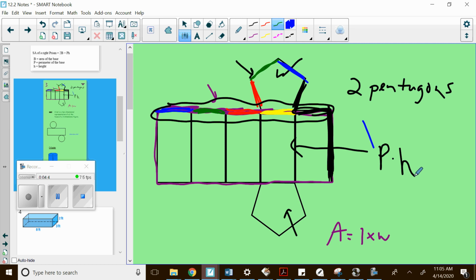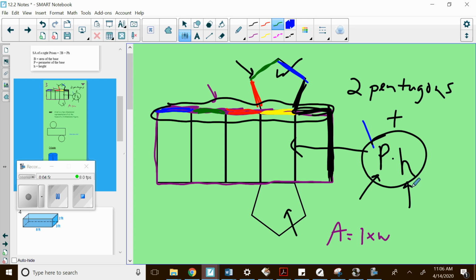Okay, and so basically, to find the surface area of an entire pentagonal prism, you would take the area of both pentagons and then add them to that rectangle in the middle, which would be the perimeter of one pentagon, times the height, or the distance between the two pentagons.